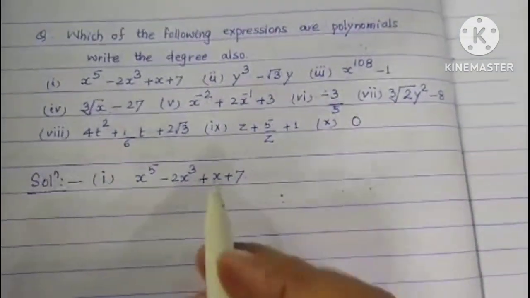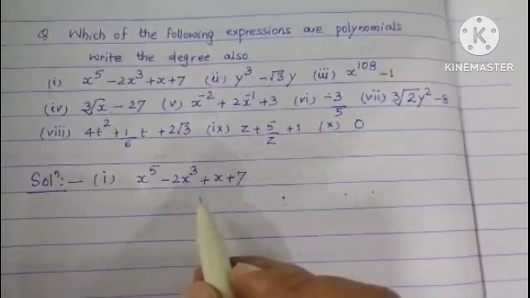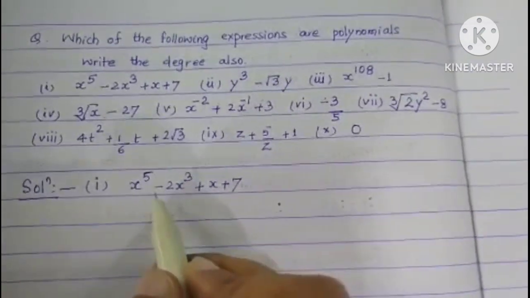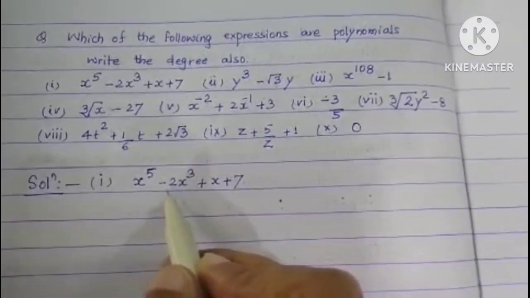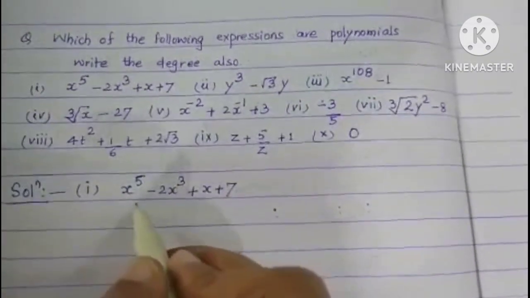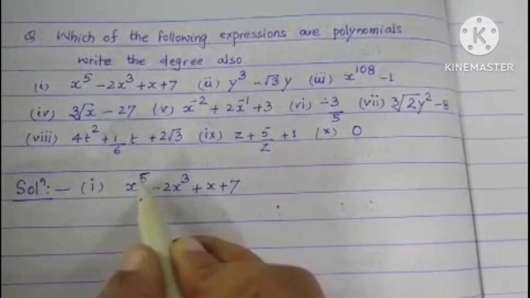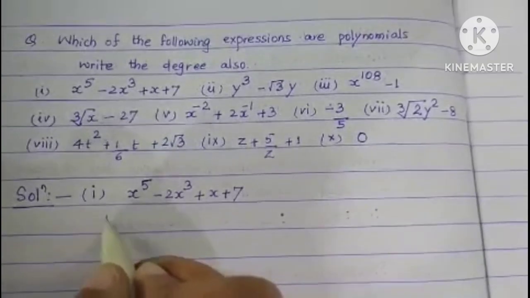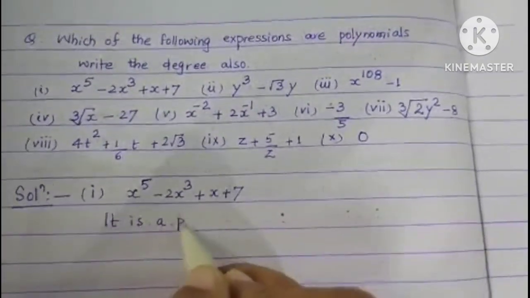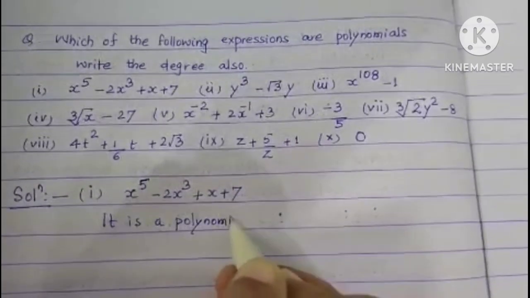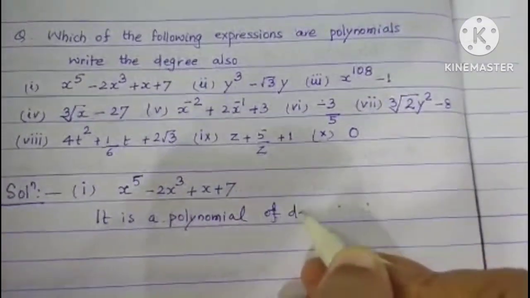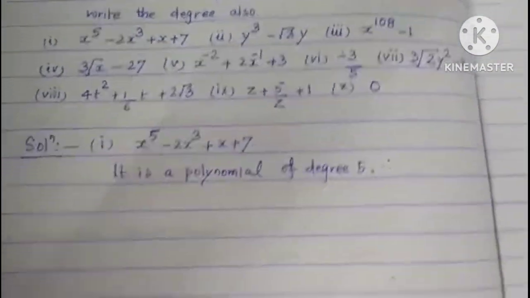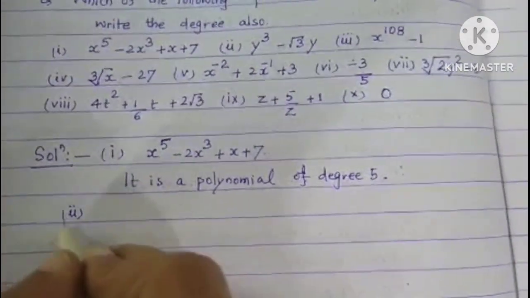The criteria of having a polynomial is that the exponents must be whole numbers or non-negative integers. We can clearly see x to the power 5, 2x cube and plus x. So it is a polynomial, and we have to write the degree also. Polynomial of degree 5. Its degree is 5, the highest power.